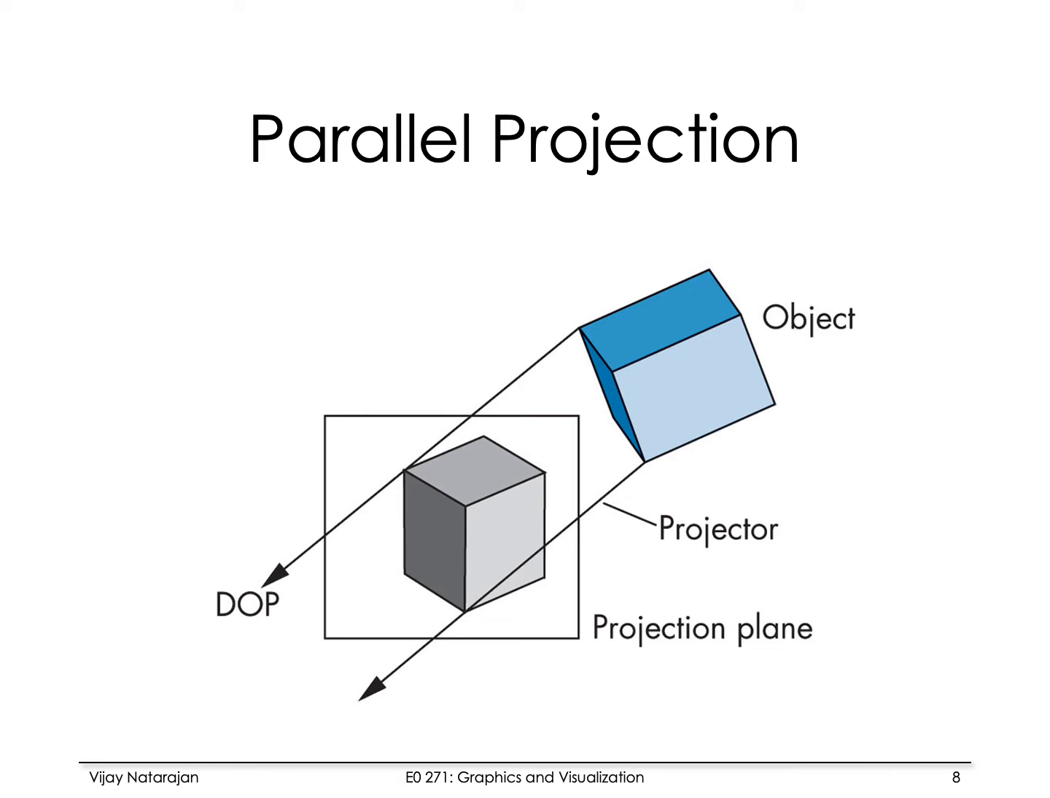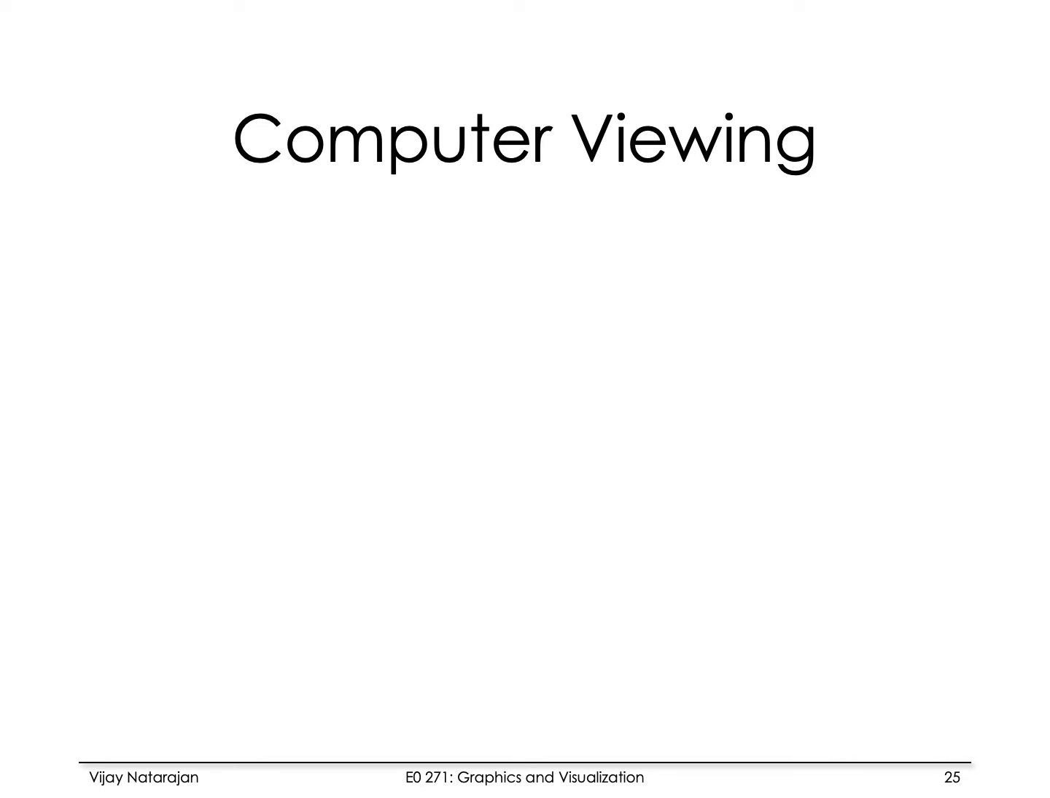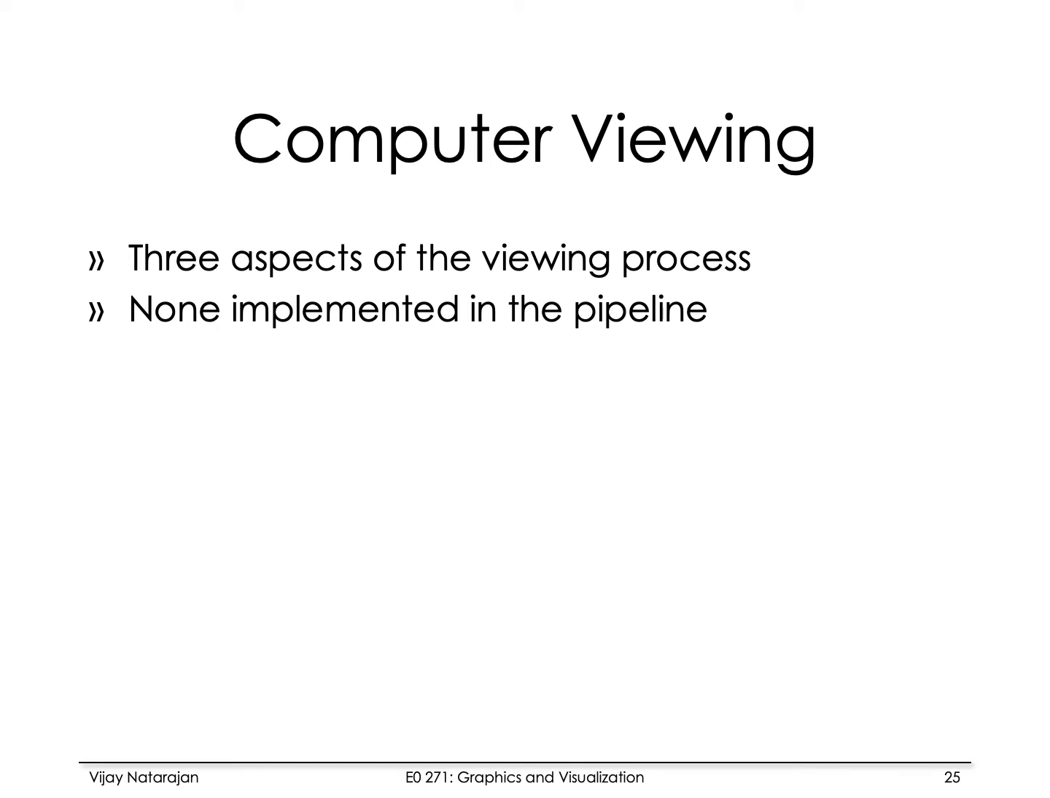In computer viewing, however, we would not take this viewpoint. We would find another way of combining parallel and perspective projection within the same pipeline. So let's start talking about computer viewing now. There are three aspects of the viewing process. Unfortunately, none of that is implemented in our pipeline, at least in the modern pipeline. But let's talk about them because you will be in charge of implementing these steps.